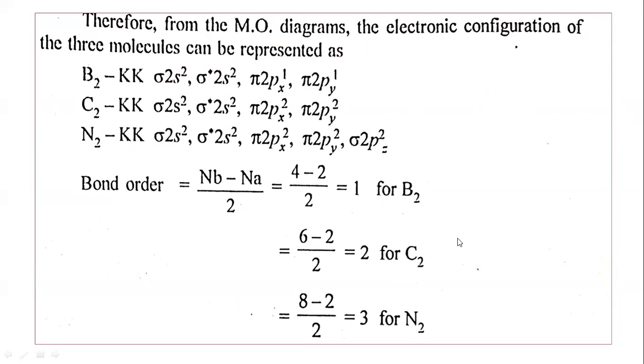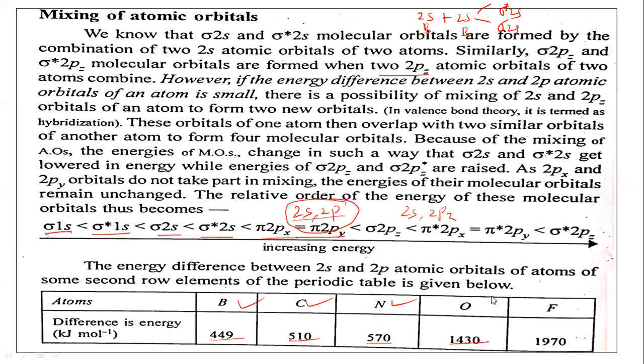So according to the new concept, that is mixing of the atomic orbitals, the molecular orbitals in these three molecules can be explained, where the bond order in the boron molecule is 1, in the carbon molecule is 2, and in the nitrogen molecule is 3. So this type of change is observed in these molecules. The reason is that the energy gap between the 2s and 2p atomic orbitals in these atoms is very small. You can see this slide here.